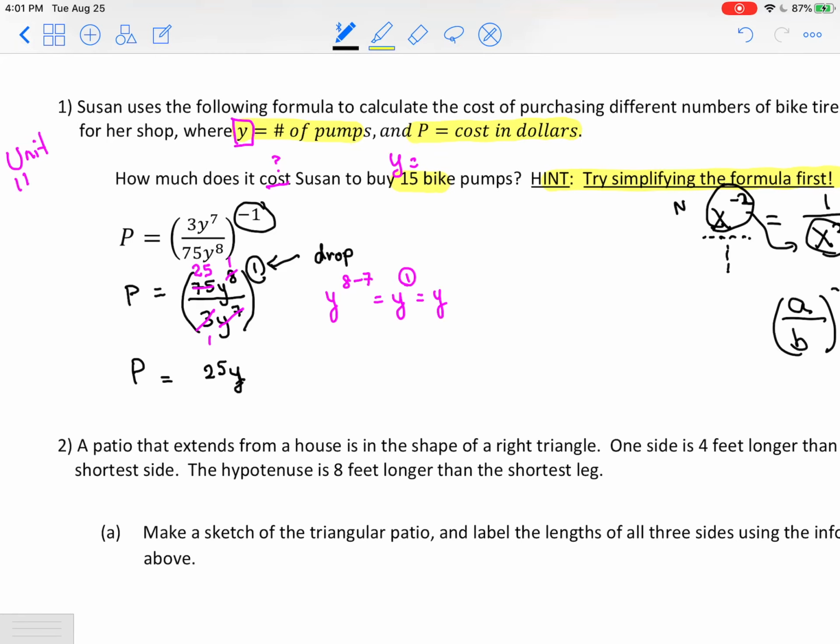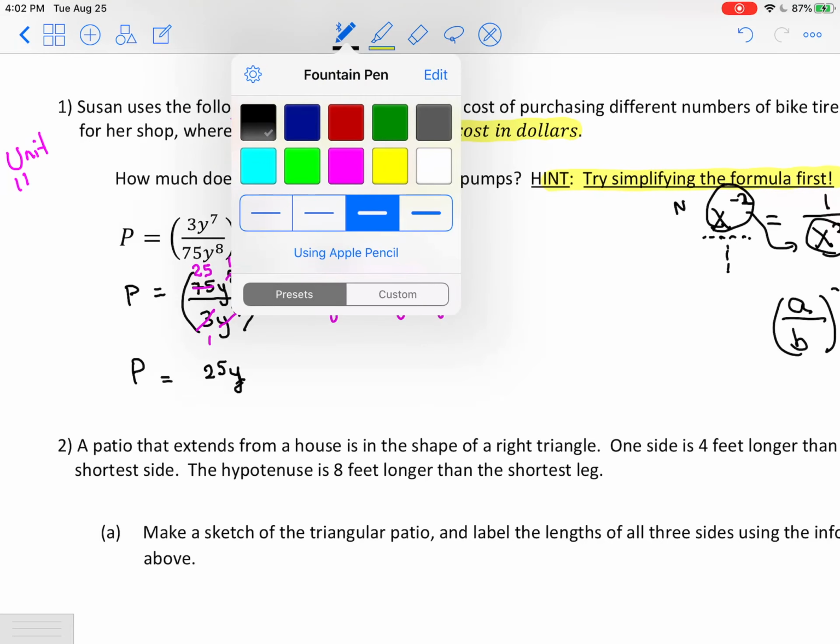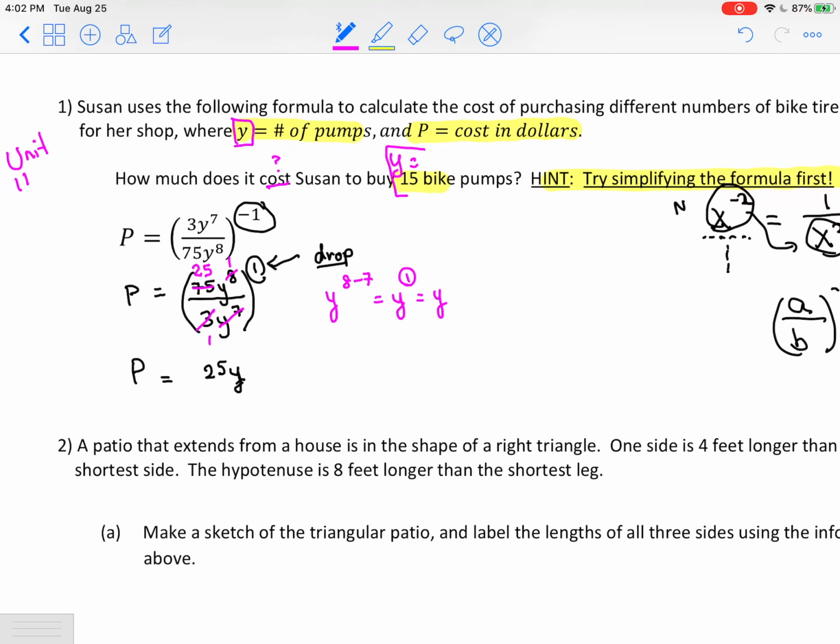And since that's to the first power up here, like I said, we can just drop that right off. So we have the total cost, P, is equal to 25y. Way, way, way simpler than having to deal with all of the exponents and the negative exponents and all of that. All right, so we're going to come back up here to what our task was.